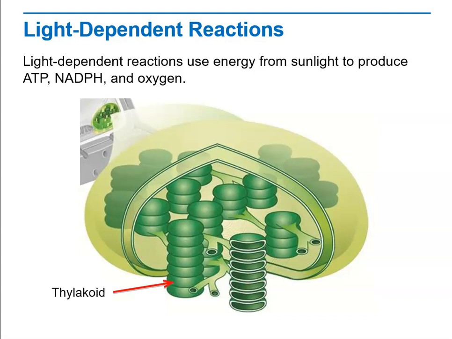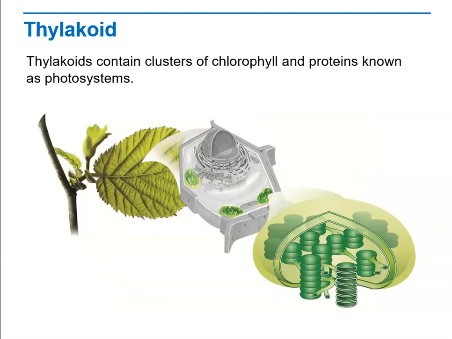Here is one thylakoid. Thylakoids are sac-like membranes containing most of the machinery needed to carry out light-dependent reactions. Photosystems, which are surrounded by accessory pigments, are essential to light-dependent reactions. Photosystems are the clusters of chlorophyll and proteins that exist in the thylakoids, or in the thylakoid membranes. Light absorption by photosystems is the beginning of photosynthesis.